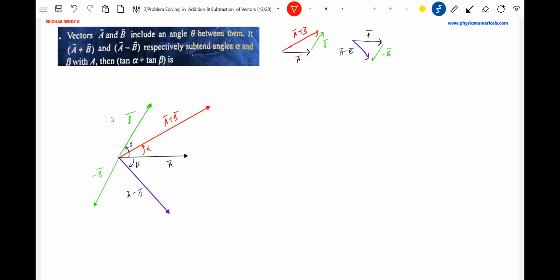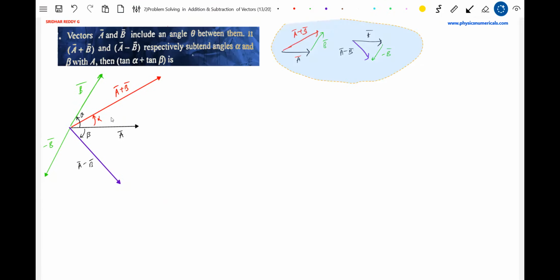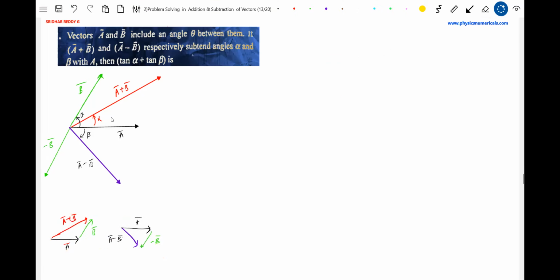Let's get into the discussion. So what is the thing? We'll write some mathematics because these are the diagrams we know. Draw the diagram, then after drawing the diagram, take help of some formulas. So tan alpha should be equal to B sine theta over A plus B cos theta. This is the one equation. Then tan beta, by the vector subtraction formula, should be equal to B sine of 180 minus theta.